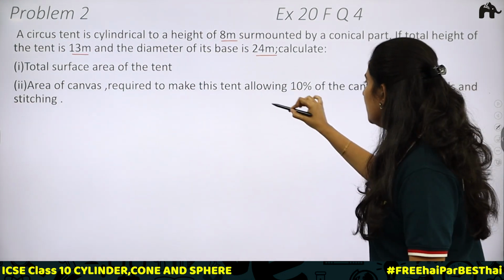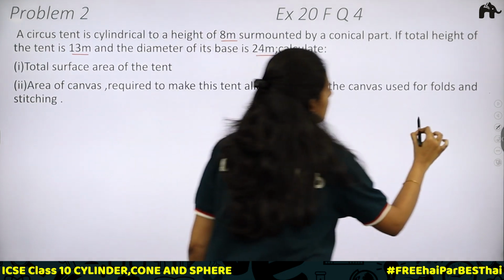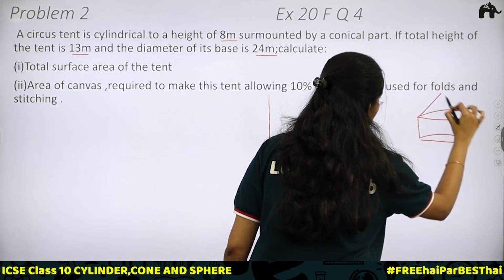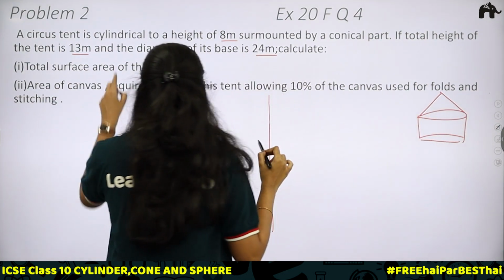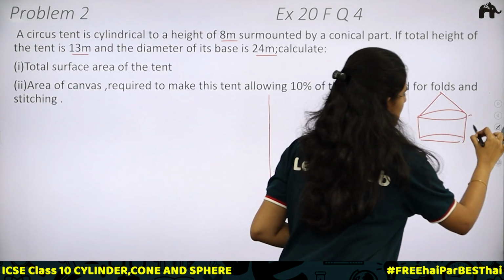Okay. So here we have a tent which is made of a cylindrical portion and a conical portion. Circus tent is cylindrical to a height of 8 meter. So this height is 8 meter.